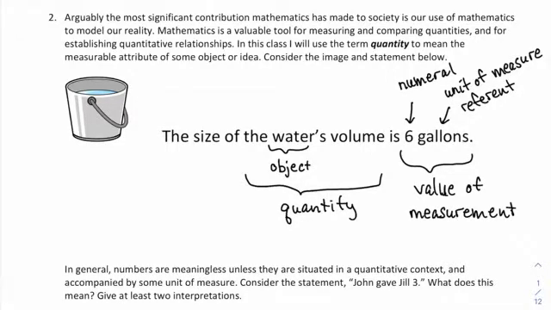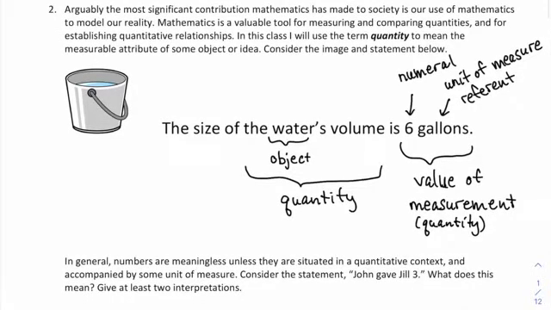So 6 isn't the quantity here. 6 gallons is not the quantity here. 6 gallons is the result of measuring the quantity, and the quantity is the water's volume. Okay, I'm going to try to be as consistent as I can with this definition when I use the word quantity versus value of the measurement. Or sometimes we'll also say value of the quantity. So either the value versus the quantity itself. The quantity is what you're measuring, and the value is the result of that measurement.